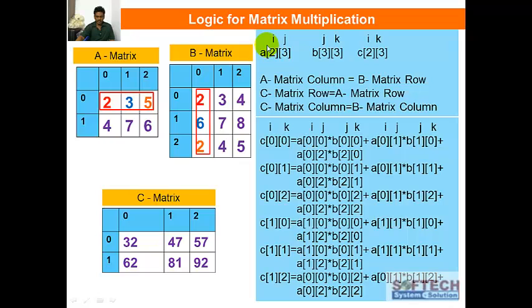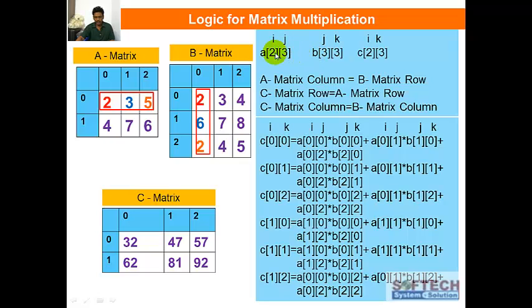Here the A matrix row is represented by I. The A matrix column should be equal to the B matrix row, so we represent it by the letter J. So this is also J; it should be equal. Then this one is K. It may vary, but A matrix column and B matrix row should be equal.